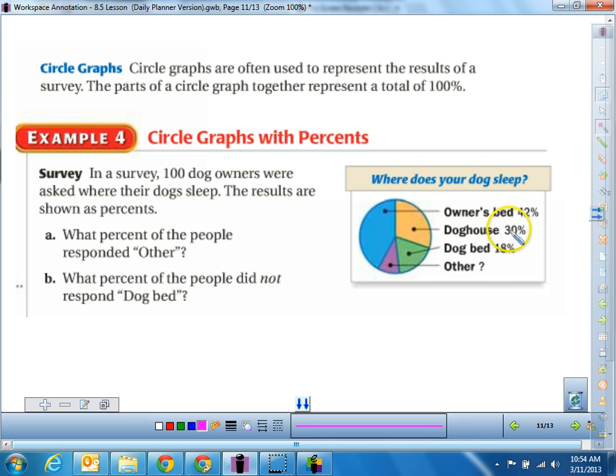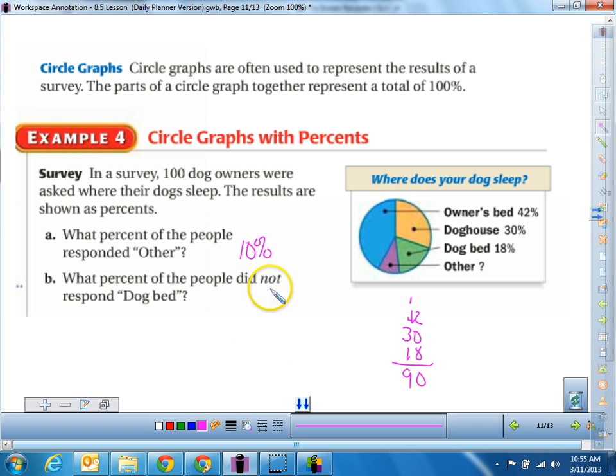If we had 42, 30, and 18, basically we need to add it together. What do we get when we add 42, 30, and 18? 2 plus 8 is 10. 4 plus 3 is 7. 8, 9. So 90 people represents this part, 90%. So what's left? It should have been 10 people, which is the same thing as 10%.